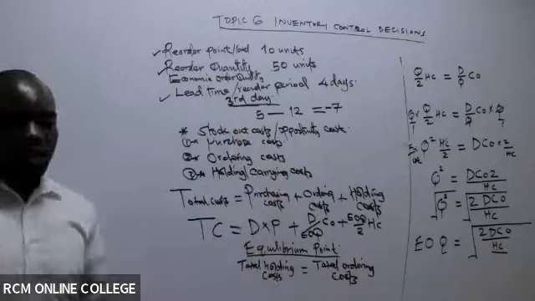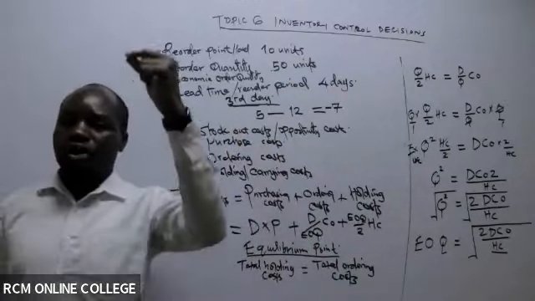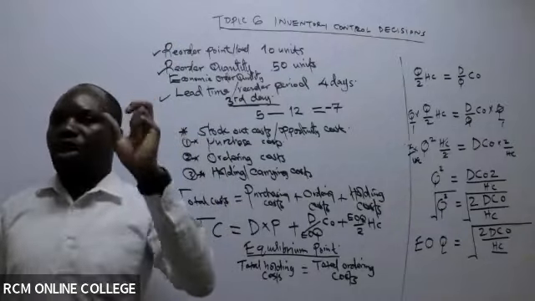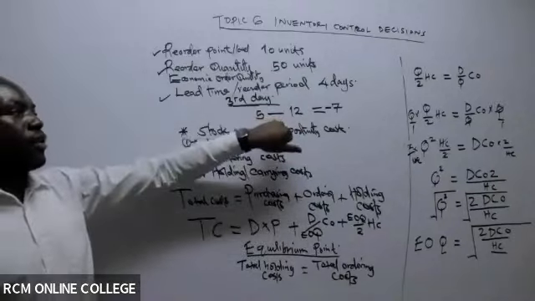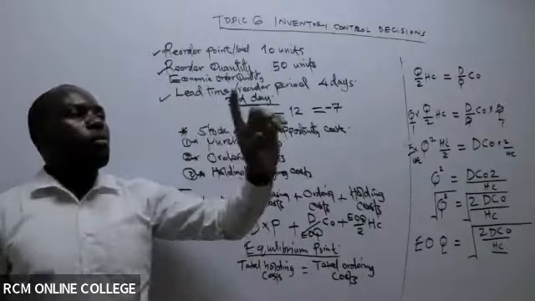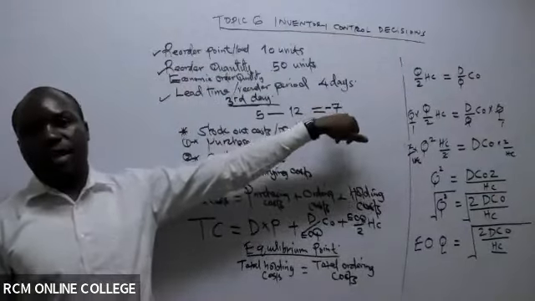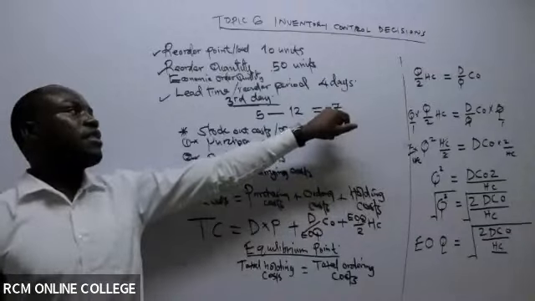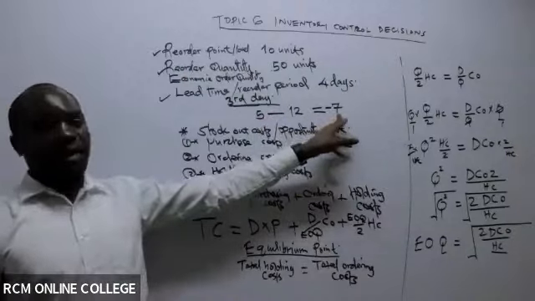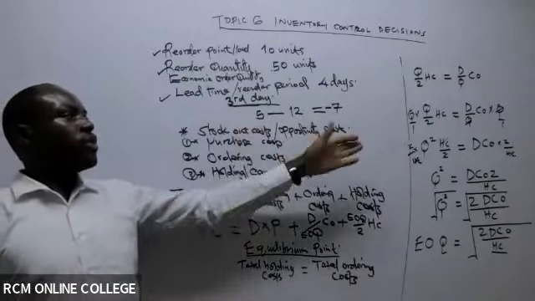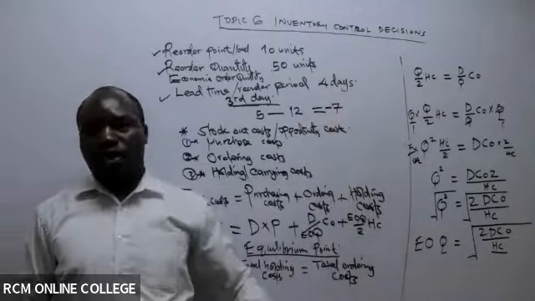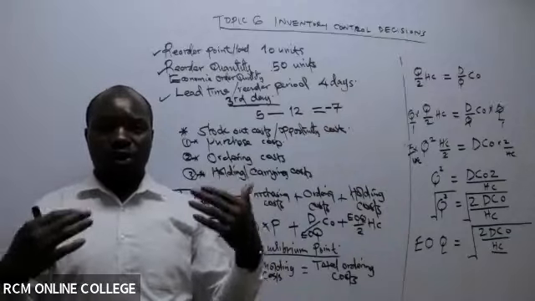This stock out cost is dependent on the number of units required. For example, if I were to calculate stock out cost for this scenario, it will be stock out cost per unit multiplied by the deficit realized up here. We need 7 units. Demand is 12, we only have 5, so we have a deficit of 7. Therefore, total stock out cost will be stock out cost per unit multiplied by 7 units.